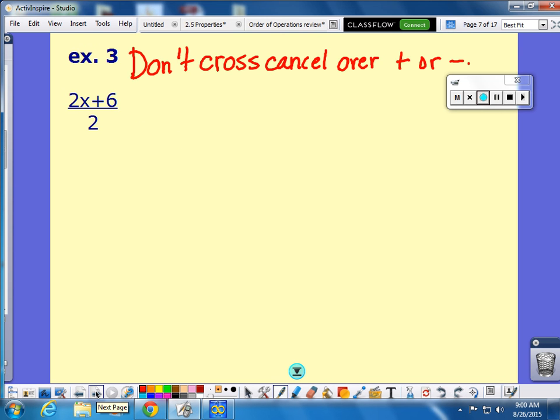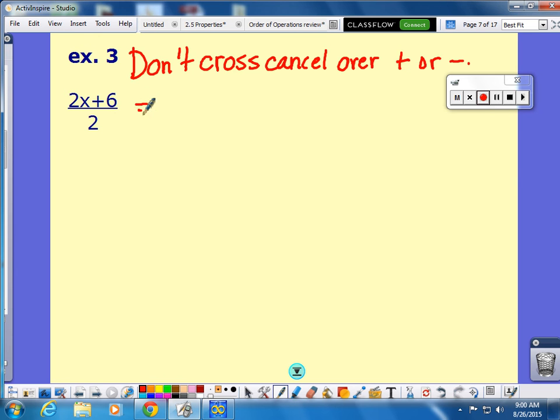All right, let's divide. We've multiplied, let's divide. Now, one big mistake that a lot of people make, whether they're in Algebra 1 or Pre-Cal, is that they are very tempted to do what right here? Mark them out. Cannot do that. Here's the note. Don't cross cancel over addition and subtraction. Remember that. That is important from now on, no matter how far you go in math. Remember that. Don't cross cancel over addition and subtraction.